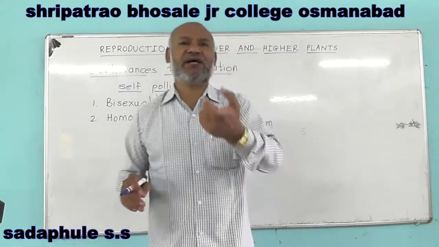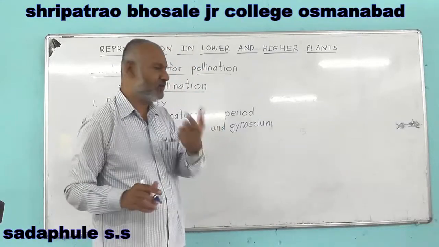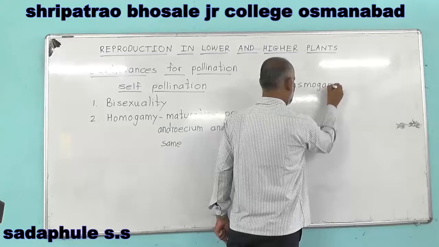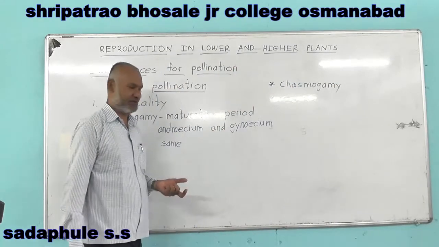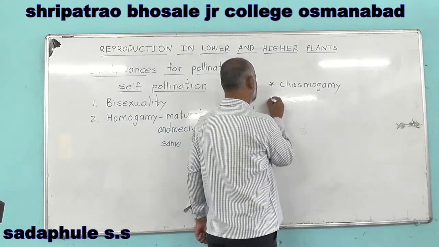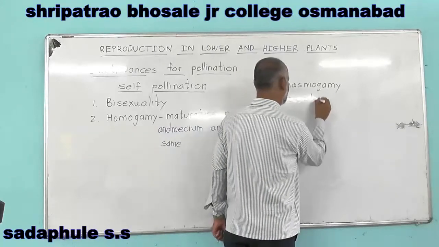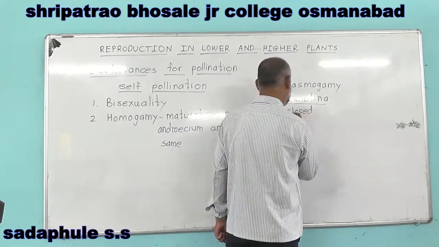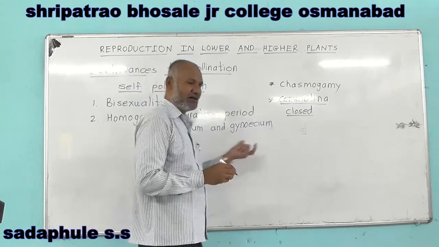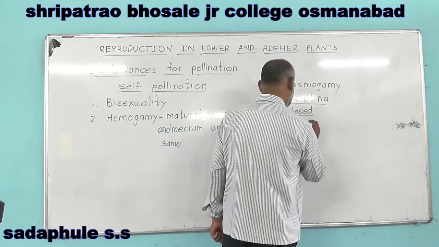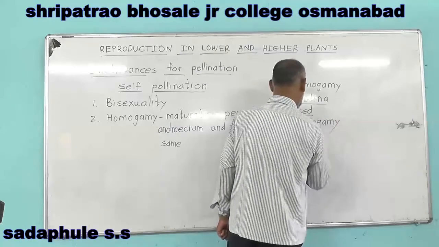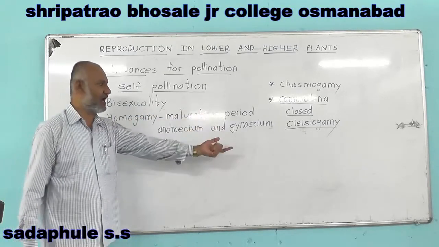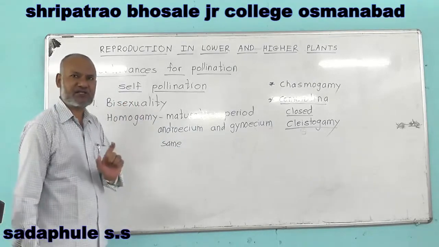When the flowers open to expose androecium and gynoecium, or to expose reproductive organs, then it is termed as chasmogamy, and flowers are termed as chasmogamous flowers. In some plants, such as in Commelina, the flowers are closed. That is, pollination takes place before opening of flowers or in closed flowers, which is termed as cleistogamy, and the flowers are termed as cleistogamous flowers. So, bisexuality, homogamy, and cleistogamy favor self-pollination and avoid cross-pollination.